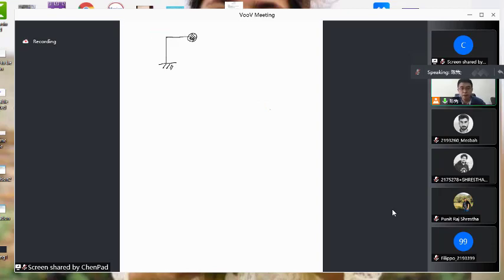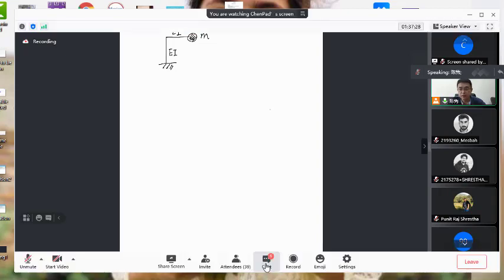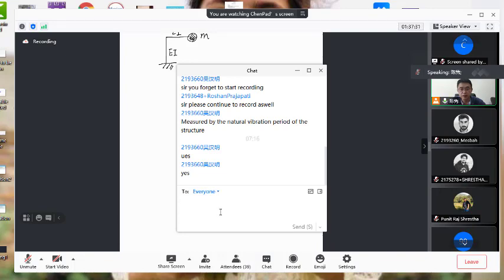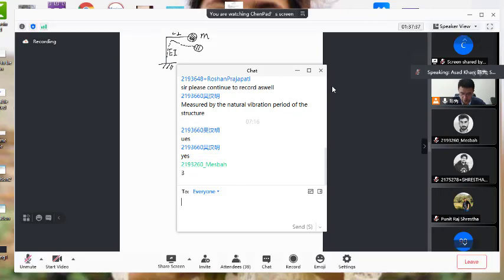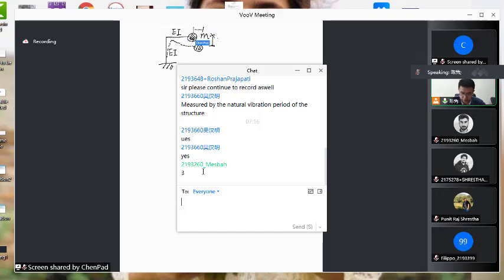So, if this is a structure, this is a frame representing a structure. How many DOF of this system? Any other answers? Why only one? It can move. Because the mass is lumped at one point, it can move here, so you need two. One is here, one is here, vertically. So, two degrees of freedom. So it's two, okay? Yes. It's two.